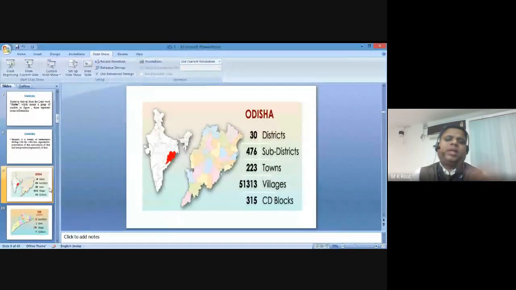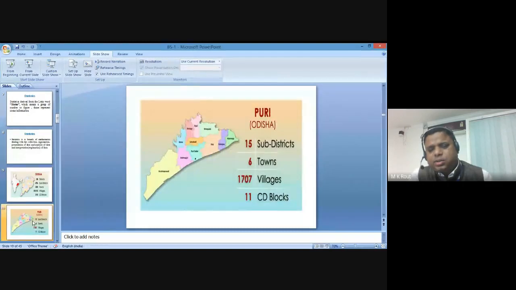This should be presented in front of authorities, and the authority directly focuses on some crucial districts. For example, the government of Odisha is focusing on the Puri district. In the case of Puri district, the summarized data shows 15 sub-districts, 6 towns, 1707 villages, and 11 blocks.